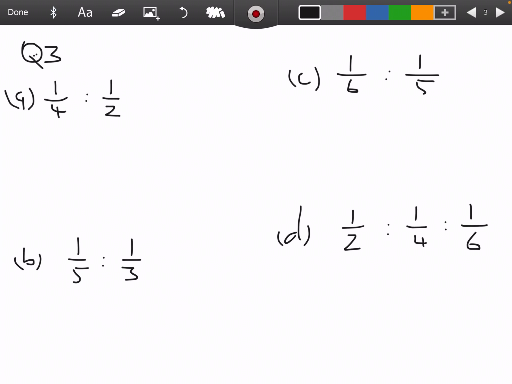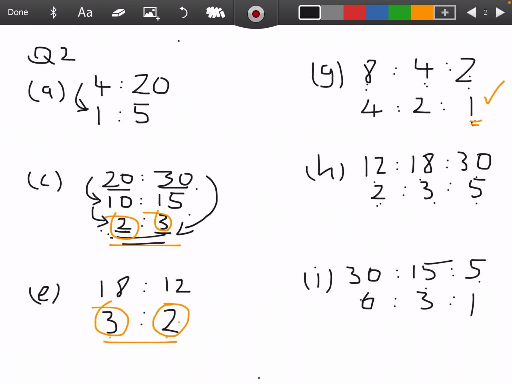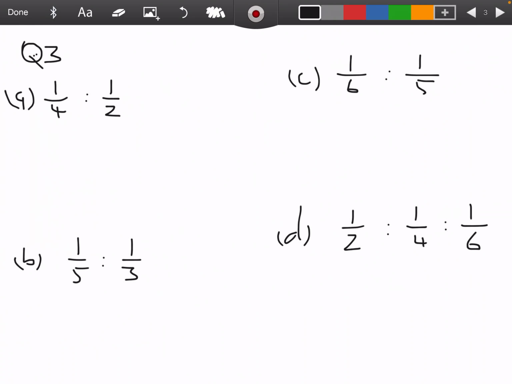Then finally, the last question asked about expressing these fractions in their simplest whole number form. So in the previous question we were dividing to get the number down. In this case, we're going to have to multiply to get the number up to whole number values. So what we need to do is multiply by a number that's going to give us a whole number answer. So usually we'll get our common denominator and we'll multiply right across.